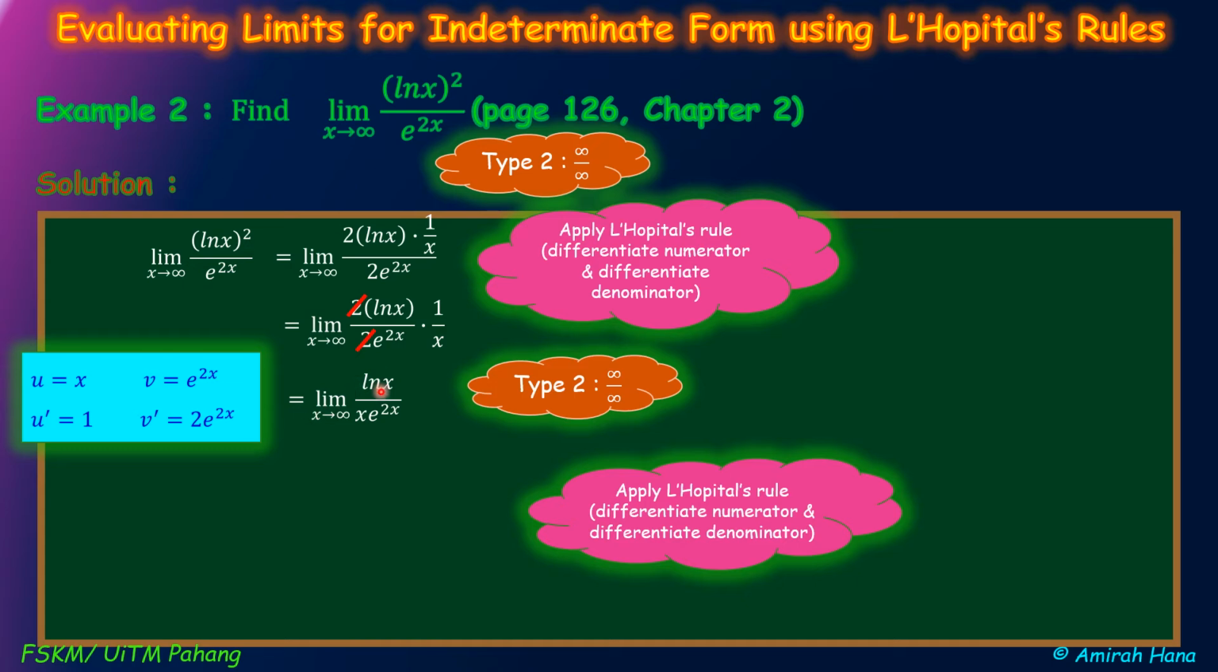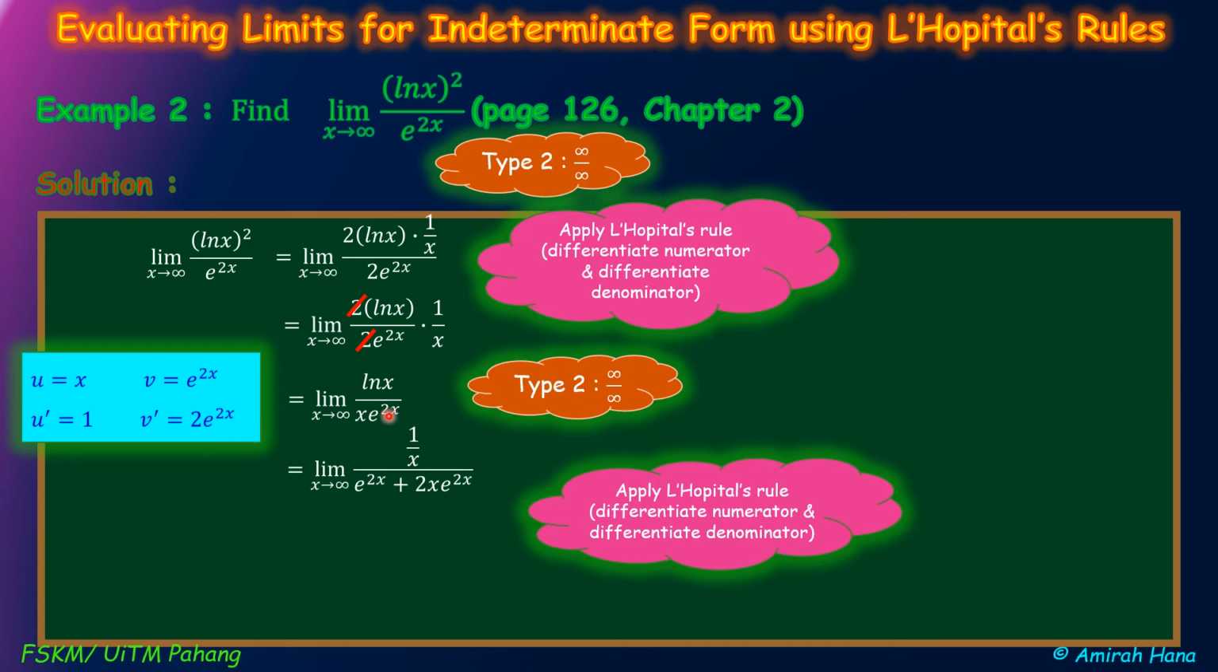Then we differentiate the numerator. We differentiate ln x, so we have 1 over x. And then we differentiate x e to the 2x. This is a multiplication operation, so we need to use the product rule to differentiate. Our u is x and our v is e to the 2x. We can use the product rule, but we never use the quotient rule. So in L'Hopital's rule, we can use the product rule.